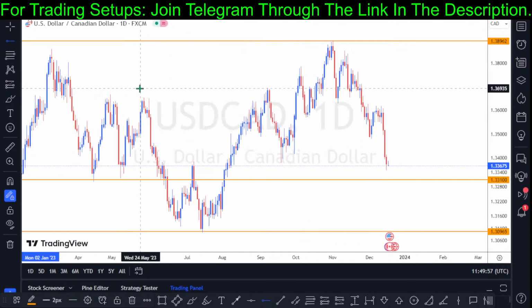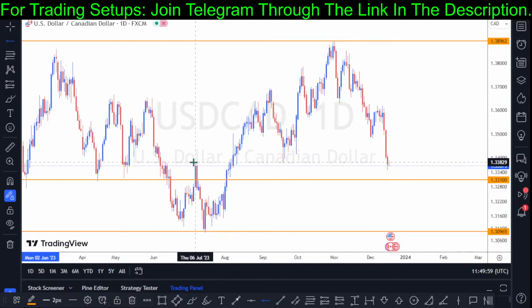Based on the day chart, this is what we have on the day chart. We have a minor key level structure and a major key level structure. We can target the minor key level structure at the price of 1.33876, right? Seems that is right here.